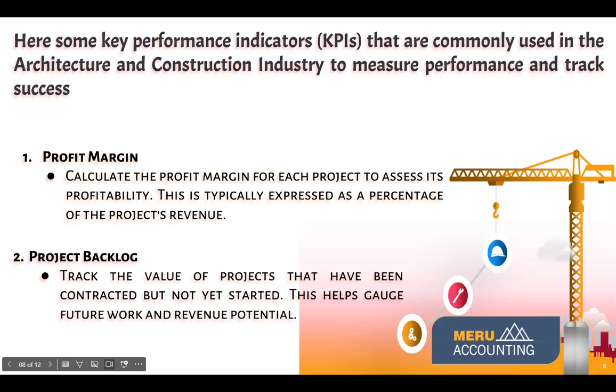Here are some KPIs that are commonly used in the architecture and construction industry to measure performance and success. Let's check them out. Profit margin. Calculate the profit margin to evaluate profitability, usually represented as a percentage of project revenue. This analysis aids in assessing project performance, guiding decisions to optimize profitability in the architecture and construction industry.